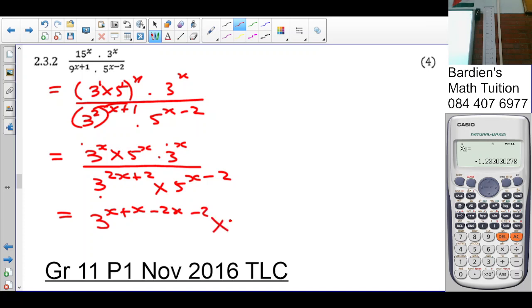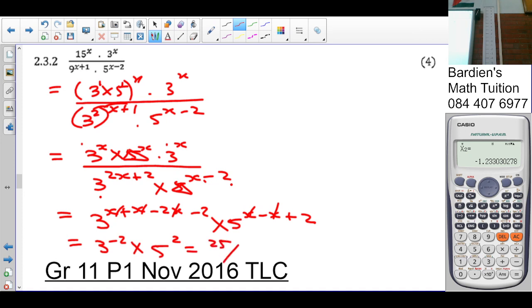times 5. Now those bases are going to be brought together again, and those exponents, sorry. So it's x. We're dividing, so we subtract the exponents. It's minus x plus 2. As you see, the signs are changing. So it will be 3, the x is cancelled, to the negative 2 times 5, the x is cancelled, squared. 5 squared is 25, and 3 to the minus 2 is going to be 3 to the 2 in the denominator, which is 9. So it's 25 over 9.